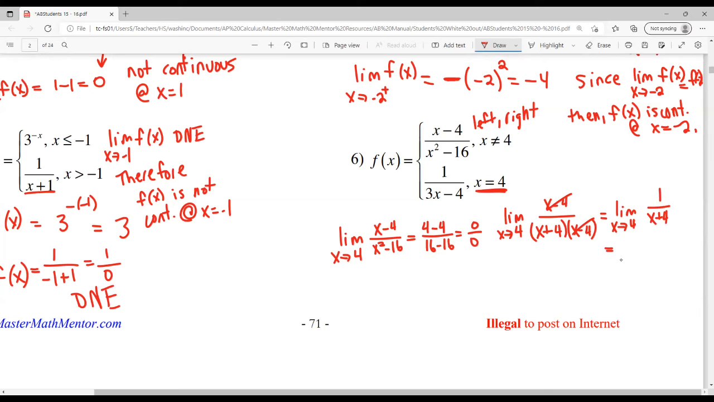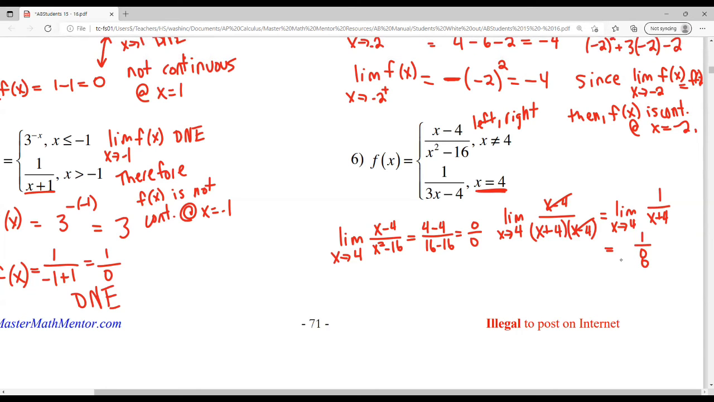Now, if we plug 4 in, we get 1 over 8. 1 over 4 plus 4 is 8. So the limit does exist. It equals 1 over 8. So when x equals 4, we're going to use this bottom piece now to help us find f of 4. So we plug in 4, we get 1 over 3 times 4 minus 4. That's 12 minus 4, which is 8. And since the limit is equal to the function value, then we know that our function is continuous at x equals 4.